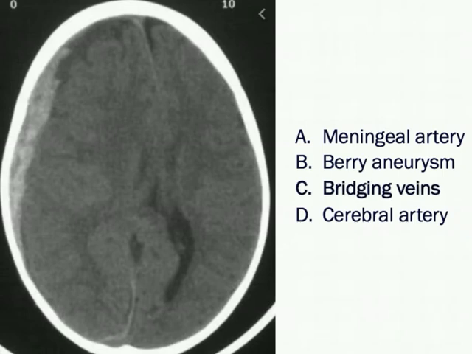The answer is C, bridging veins. This is a subdural hemorrhage with a concave shape and also some midline shift. Subdural hemorrhages are generally caused by a rupture of the bridging veins that cross from the brain into the dura mater.